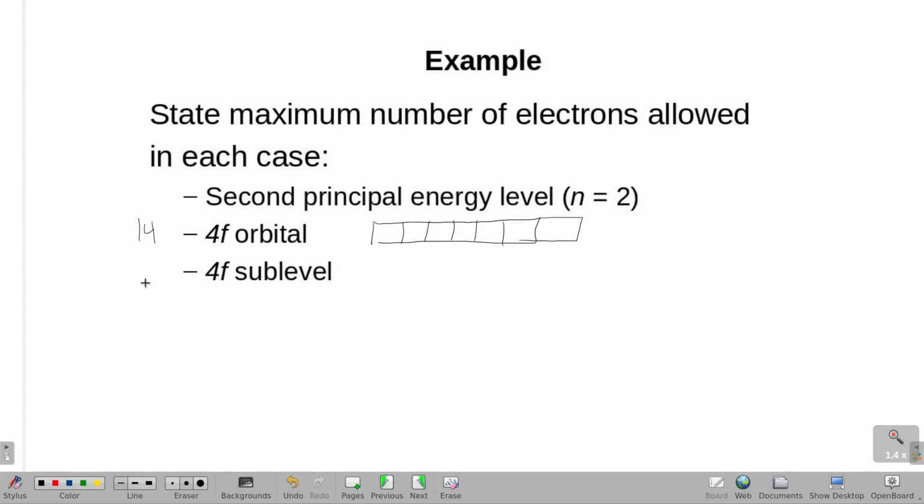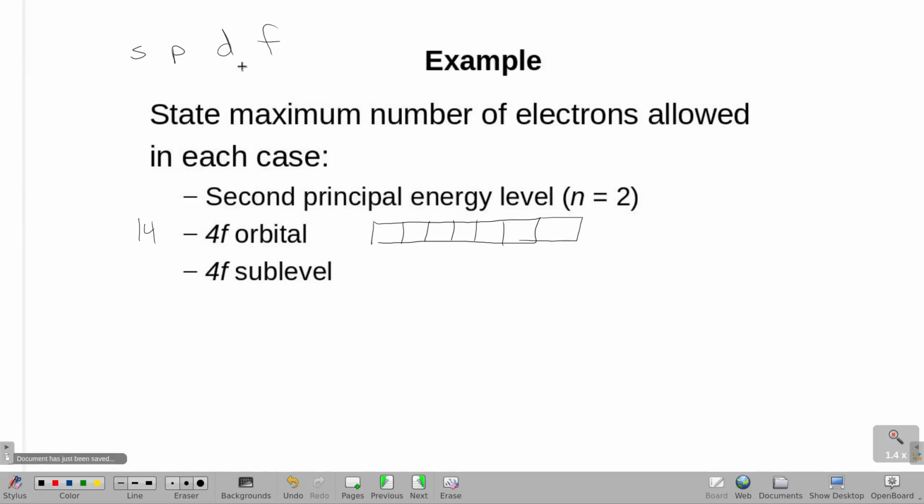Now, the only trick here is having that 4 in front of it. I want to know if an f orbital can exist on the 4th shell. Well, on the 4th shell, there would be s orbitals, there would be p orbitals, d orbitals, and there's f orbitals. There would be 4 different orbitals. So there is a 4f orbital.